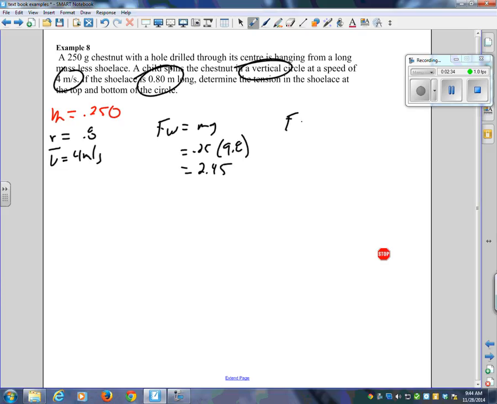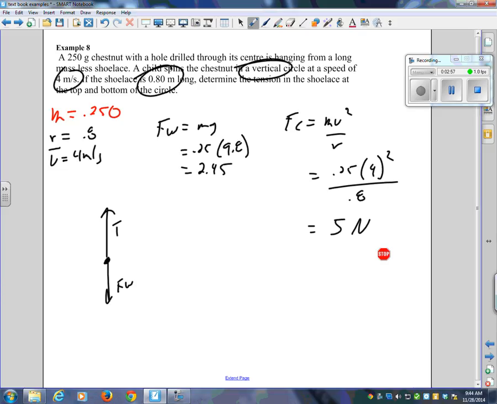The centripetal force, Fc, is mv squared over r. 0.25 times 4 squared over 0.8, and I'm sure you have this as well. 7 point something, am I right? No, it's exactly 5, isn't it? 5 newtons. Okay, so go back to the picture, right? Weight force here, tension there, right?